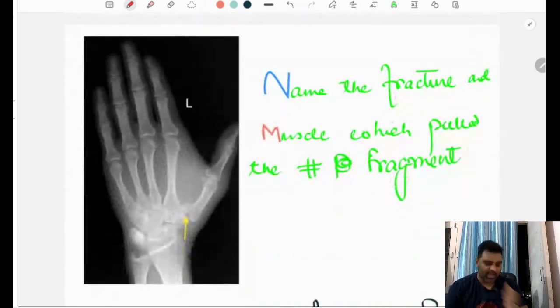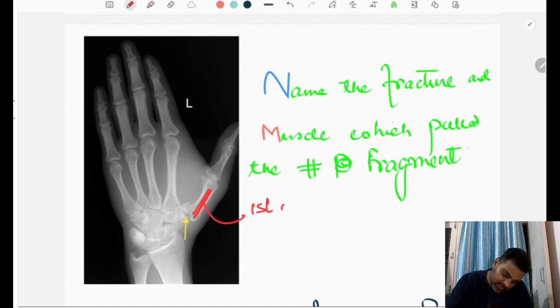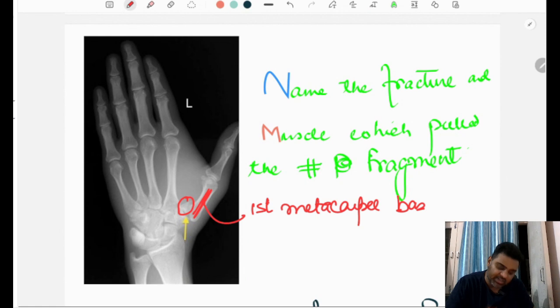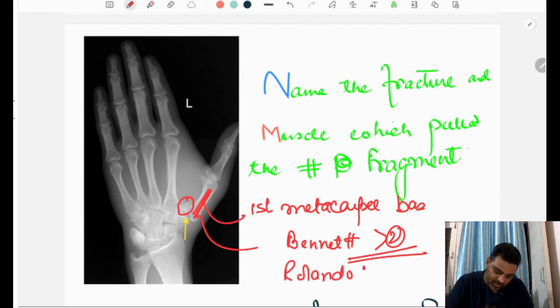Now name the fracture. I have told you this, and this is a first metacarpal base fracture. And since there is a single fragment involved, that is known as Bennett fracture. This is known as Bennett fracture. If more than two fragments are formed, that is known as Rolando fracture. In this, this is the first metacarpal. Here a muscle is attached.